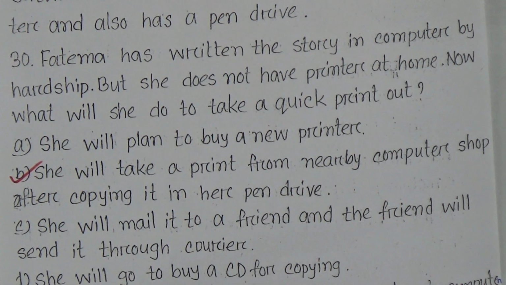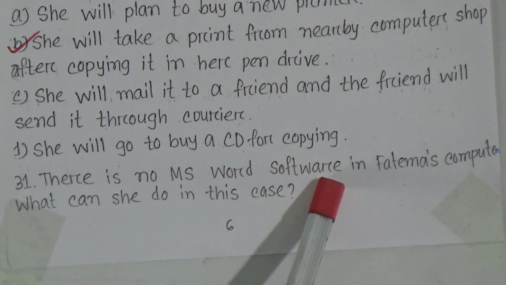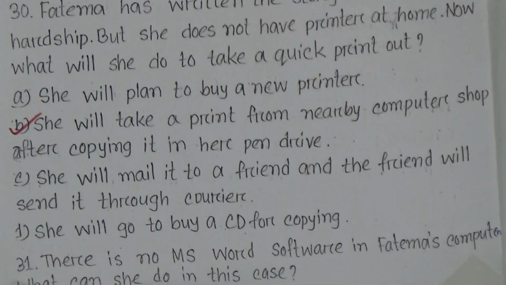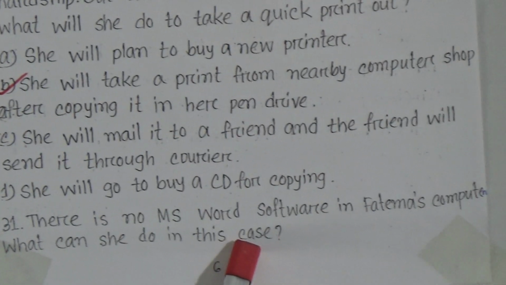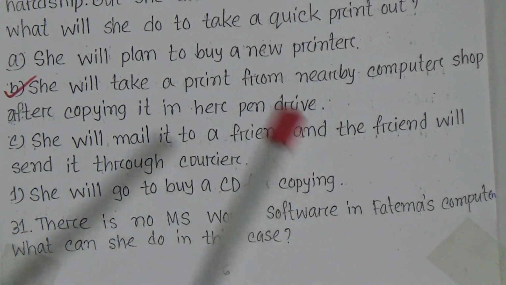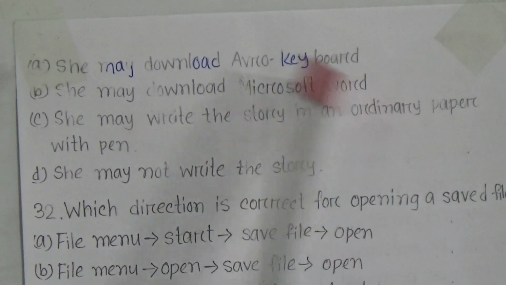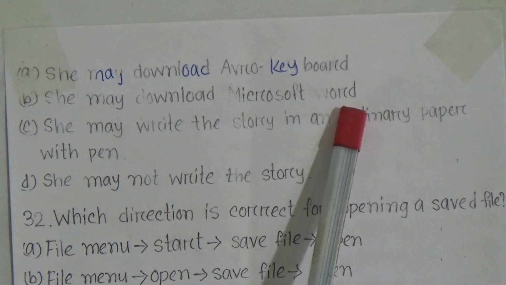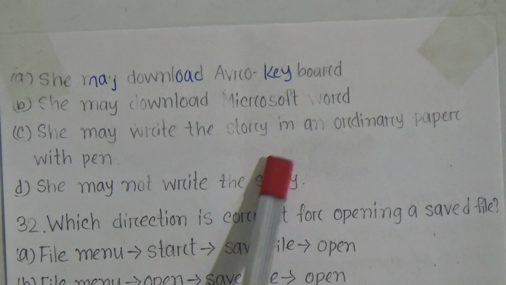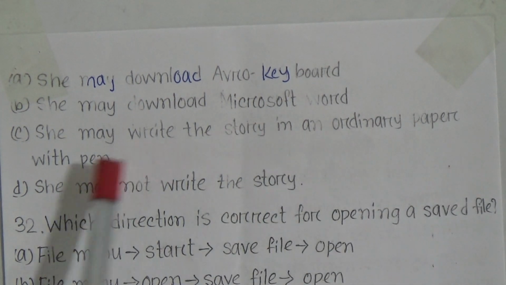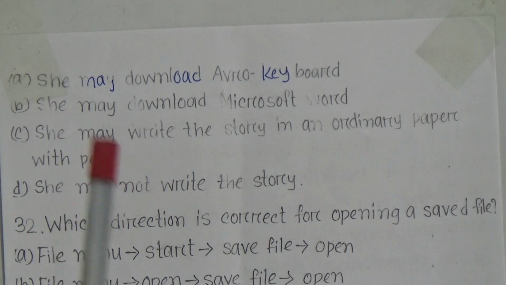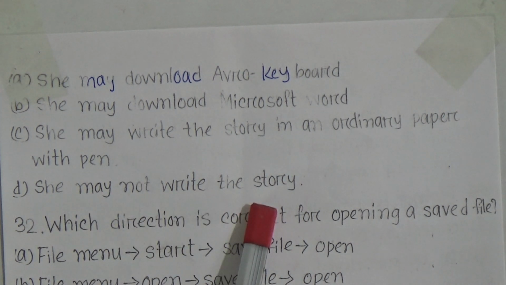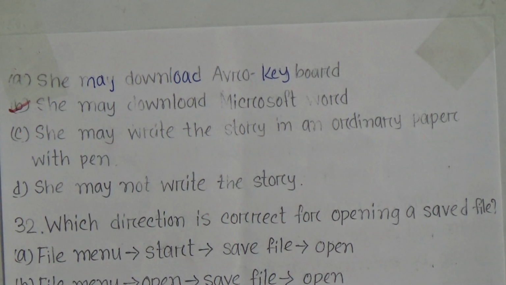Now come to question number 31. There is no MS Word software in Fatema's computer. What can she do in this case? Okay, our options are: she may download Avro keyboard. She may download Microsoft Word. She may write the story on ordinary paper with a pen. Option D, she may not write the story. So here the correct answer will be option B. She may download Microsoft Word.